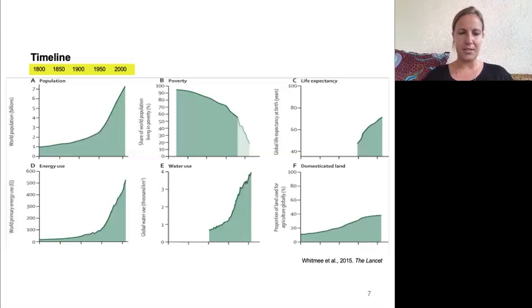So in essence, you can see that humanity has traded off many of the Earth's supportive and regulating processes to both feed and fuel human population growth and development.